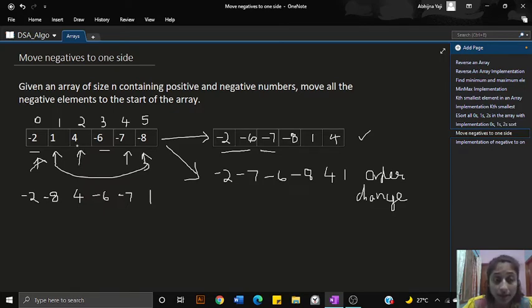Okay, now I'll check 4. Is it a positive number? Yeah. And I have a negative number at the right side. So again, I'm going to do a swap, right? So these two I'm going to swap, this as well as this.